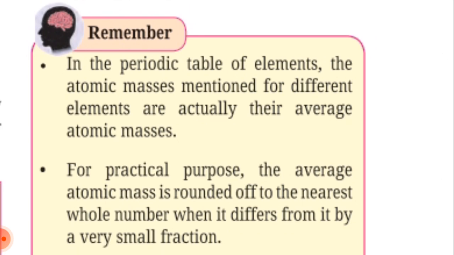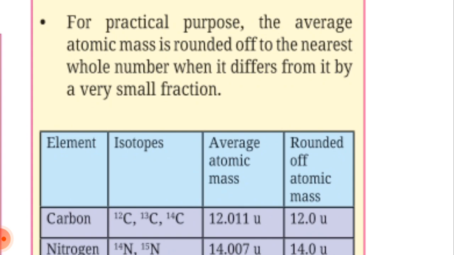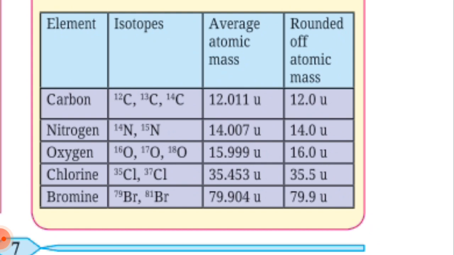Remember, in the periodic table of elements, the atomic masses mentioned for different elements are actually their average atomic masses. For practical purposes, the average atomic mass is rounded off to the nearest whole number when it differs from it by a very small fraction. Element carbon, isotopes carbon-12, carbon-13, carbon-14, average atomic mass is 12.011 u. Rounded off atomic mass is 12.0 u.